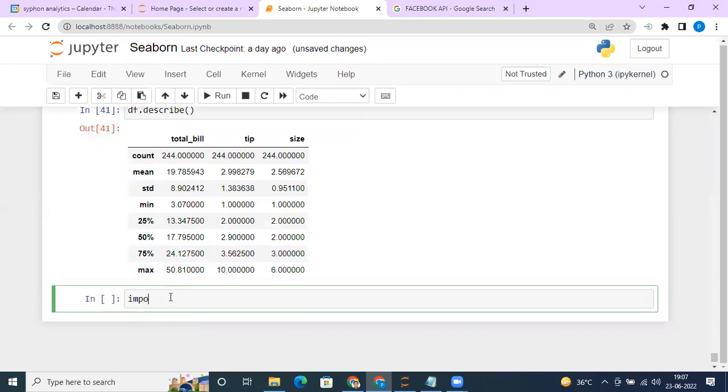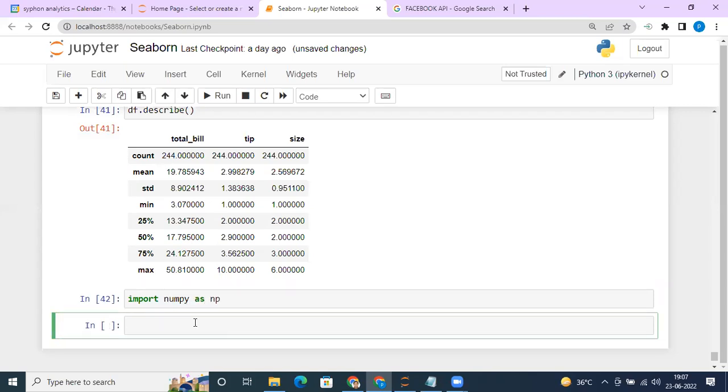Let me import NumPy. Import numpy as np. In NumPy, we have a function available for the same. So I'm going to say np.percentile. Now, which column percentile you want to find out? You want to find out the df total bill. This is the particular column whose percentile I want to find out.